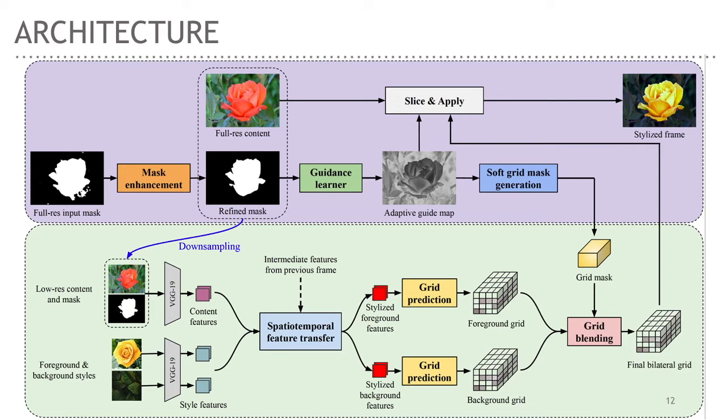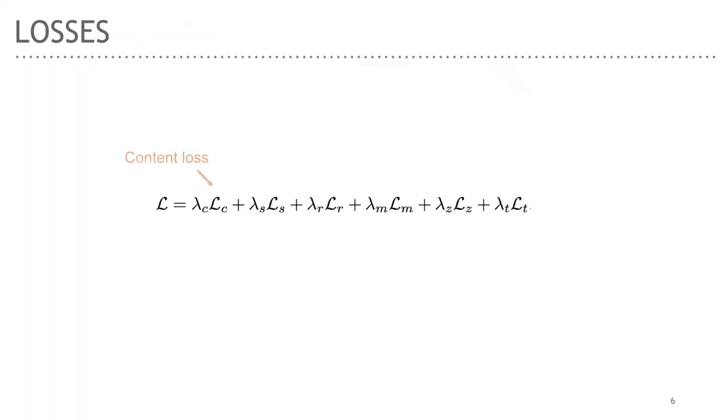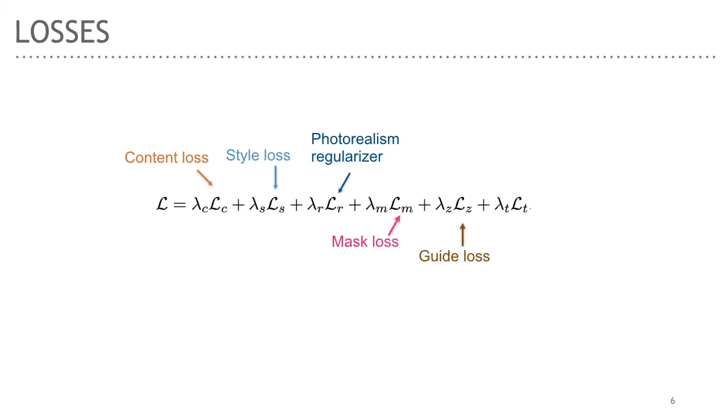Our model consists of two paths. The grid prediction path consumes low-resolution content, style, and masks, and infers a bilateral grid that encodes how to transfer each layer. At full resolution, we predict a guide map that tells us how to best blend the style transforms as well as how to index into it for rendering. We augment the content style fidelity loss and the bilateral space Laplacian regularizer with three new losses, including mask loss, guide loss, and temporal loss.